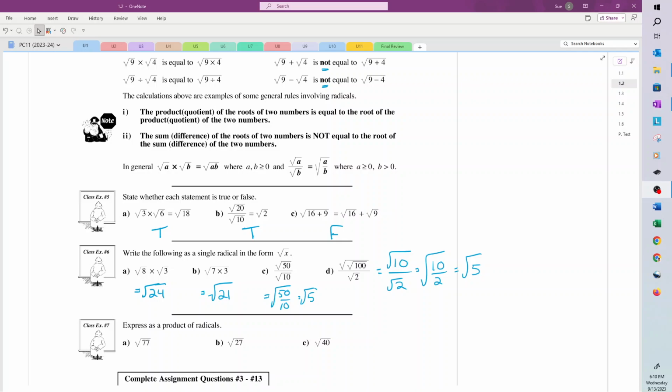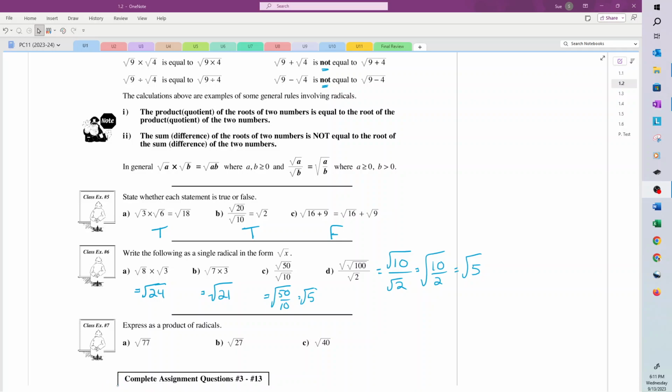It's a really good idea when you're learning these rules to show these steps that I've done for C and D, because that does help you remember the process by which you got the answer. If you just go right to it, then you tend to not remember the process as well. Okay, this last one, we're going to express this as a product of radicals.